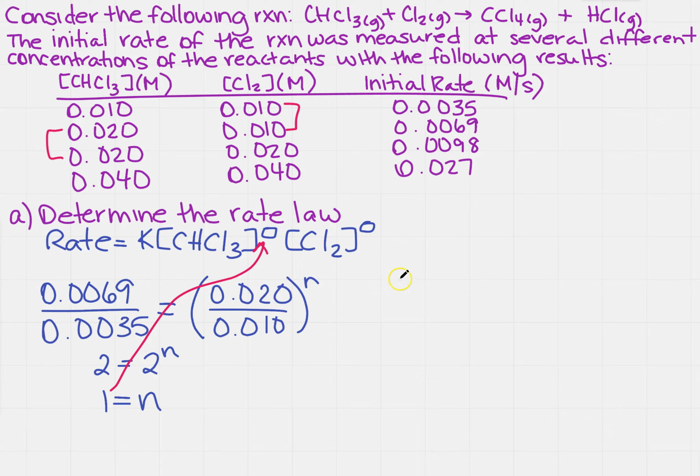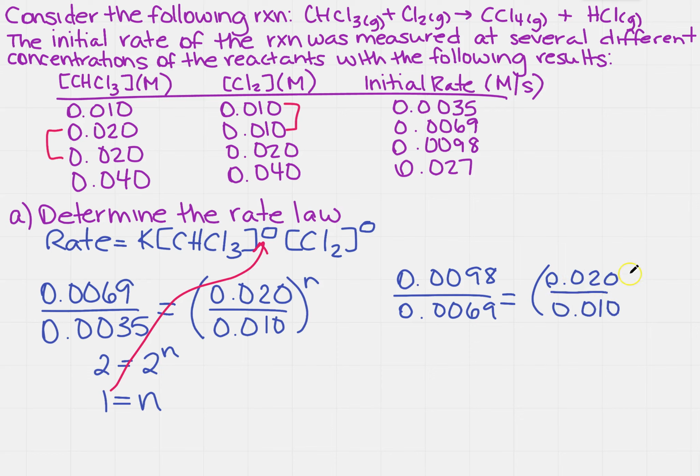I need to look at the rate. So I've got 0.0098 divided by 0.0069. Comparing the concentrations, I have parentheses 0.020 over 0.010 to the n. Now how am I going to solve this? Well, I'm going to do the basic, just regular arithmetic first. I'm going to get approximately 1.42, and that's going to equal 2 to the n.